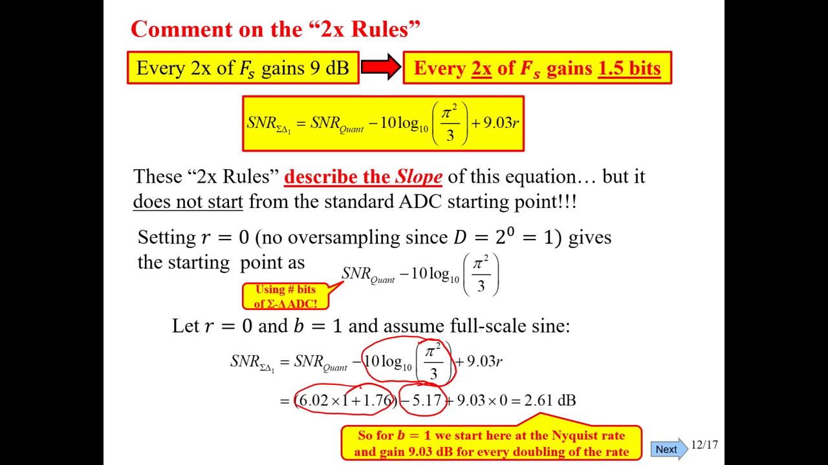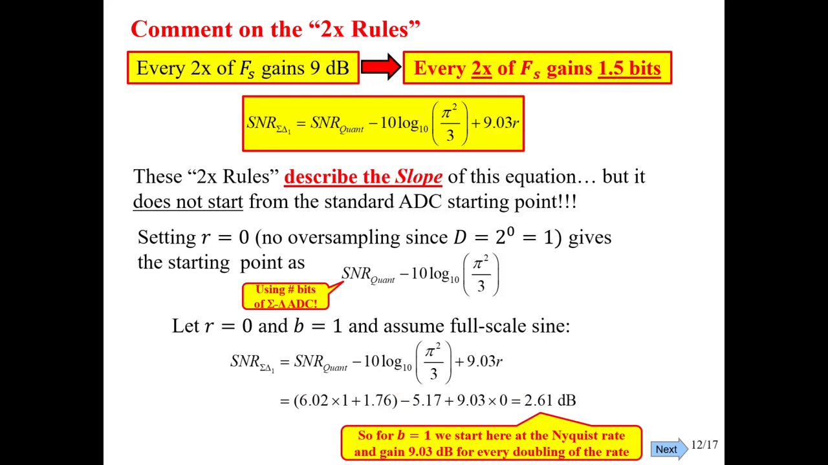And then since we're at R equal to 0, this term does not contribute, right? We're not doing any oversampling in this scheme. So in that case, we would start out at 2.61 dB. Worse than we would do if we broke the feedback loop and just ran it straight ahead, then we would get 7.78, it looks like. So that's important to keep in mind.